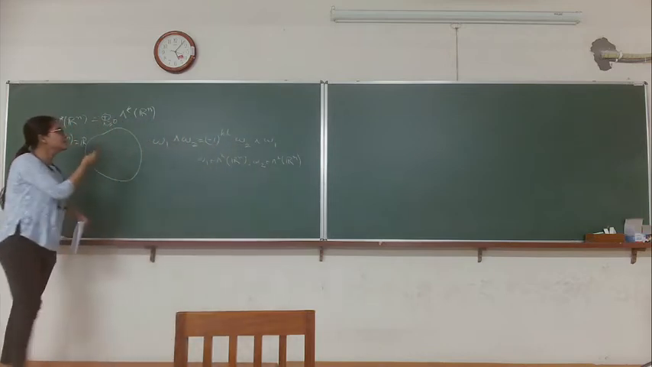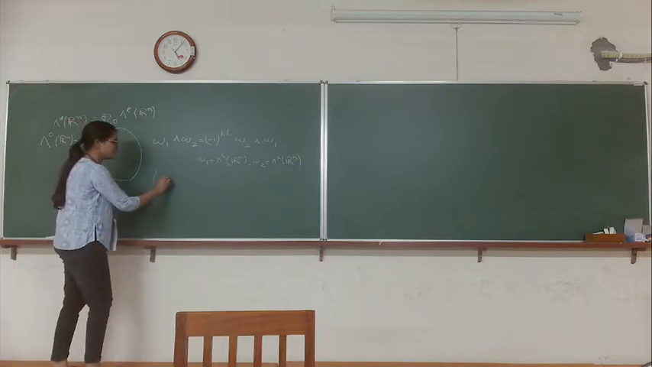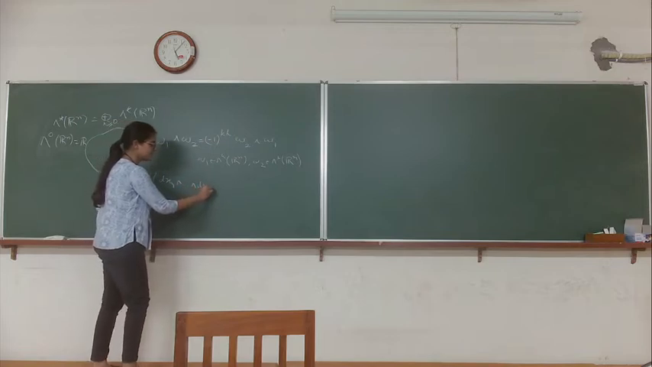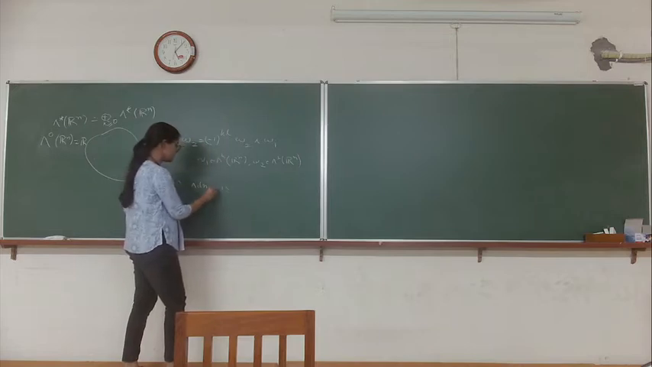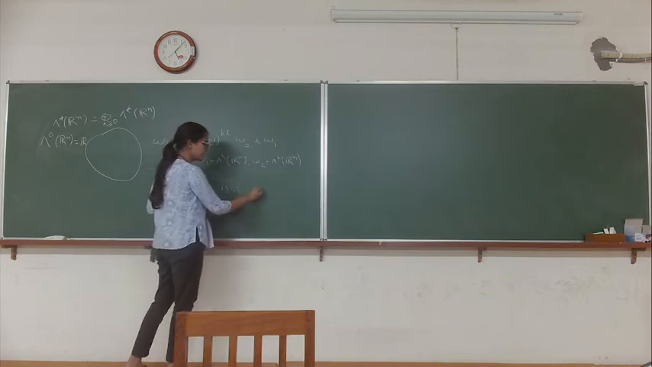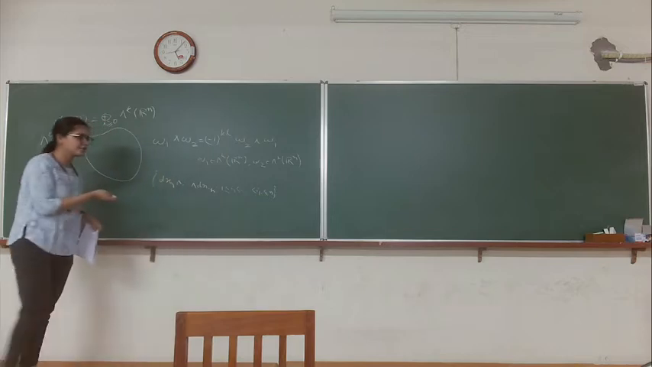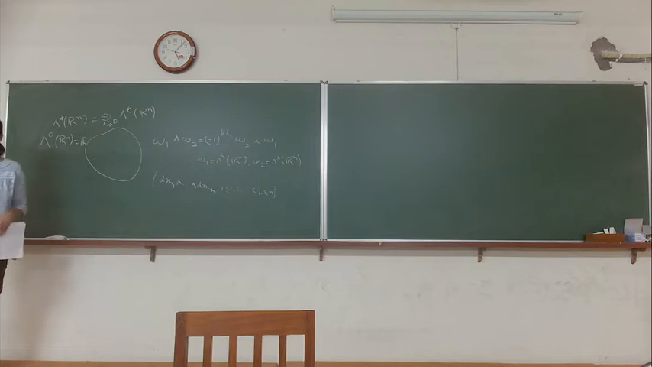Now, this space wedge k Rn is assumed to have basis dx_{i1} wedge up to dx_{ik}, where i1 to ik is a strictly increasing sequence of numbers ranging from 1 to n. Thus, it has dimension n choose k. And if k is greater than n, then wedge k Rn is simply 0. This anti-commutative graded algebra is referred to as the exterior algebra on Rn.